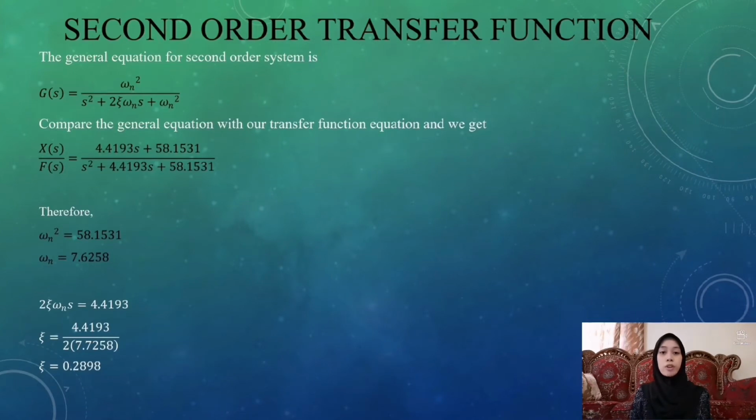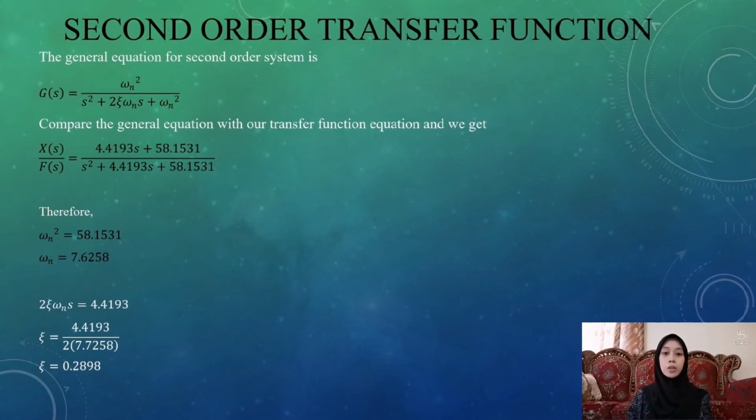The general equation for a second order system is G(s) equals omega n squared over (s squared plus 2 zeta omega n s plus omega n squared). Then we compare the general equation with our transfer function equation and we get X(s) over F(s) equals (4.3541s plus 57.2951) over (s squared plus 4.3541s plus 58.1531).